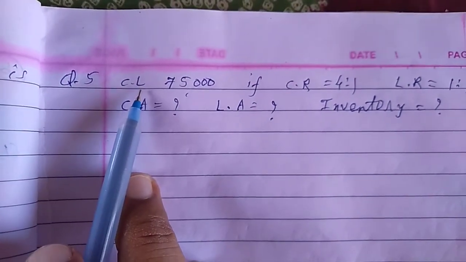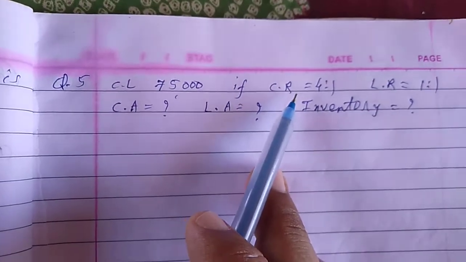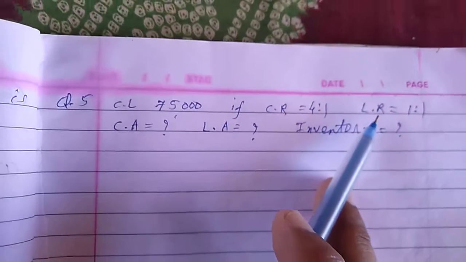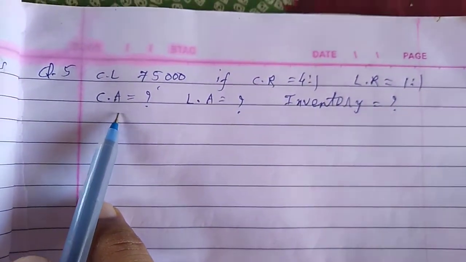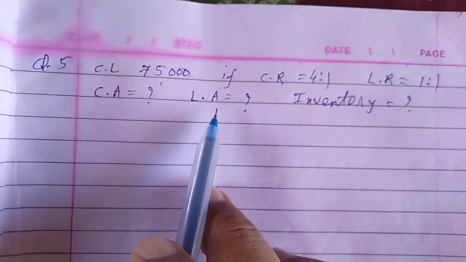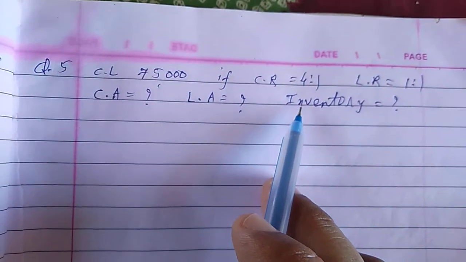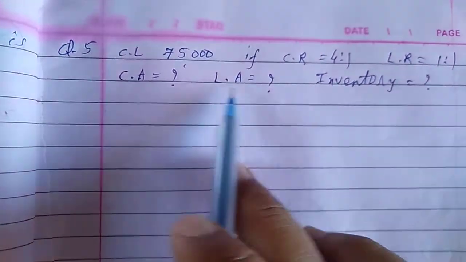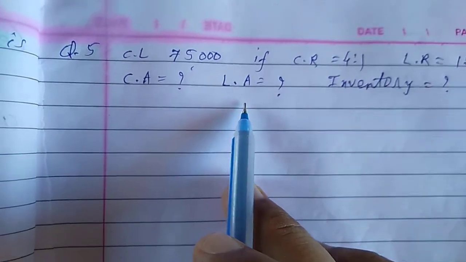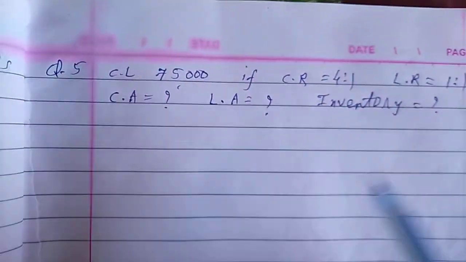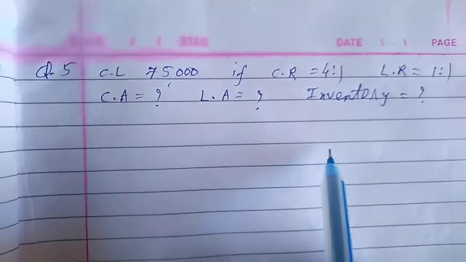Current liability is given 75,000. Current ratio is given 4 is to 1. Liquid ratio is given 1 is to 1. Then you have to find how much current asset, how much liquid asset and inventory. Here again, whenever ratios are given, first of all we have to put the formula. Then you can put the information whatever is given. Then you can easily find the answer.